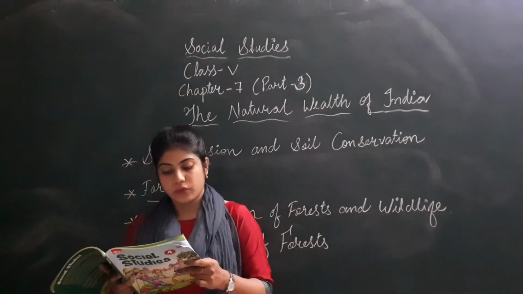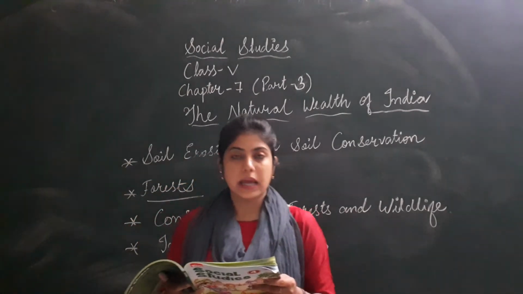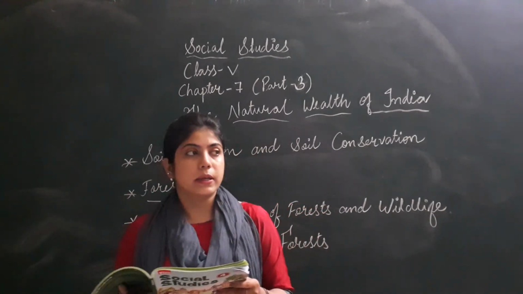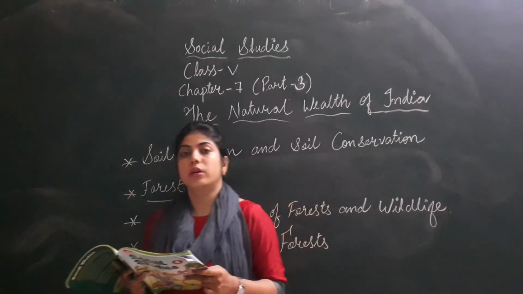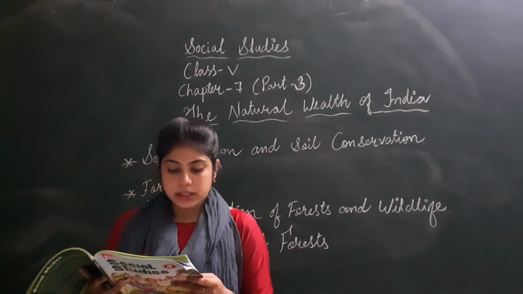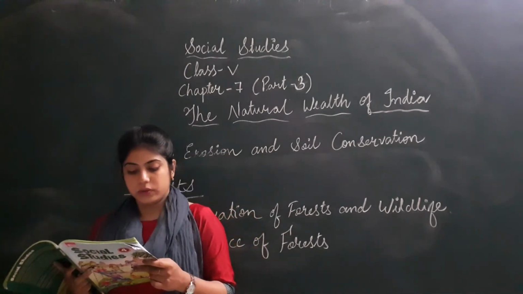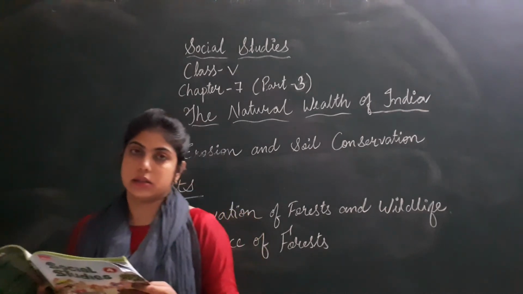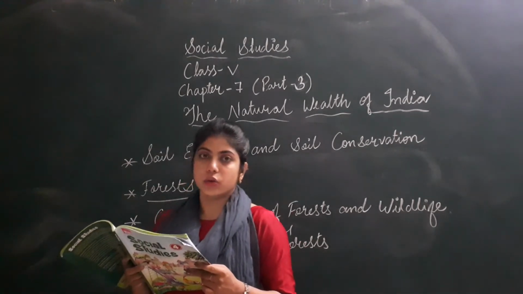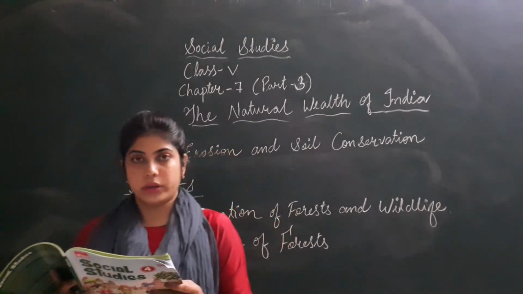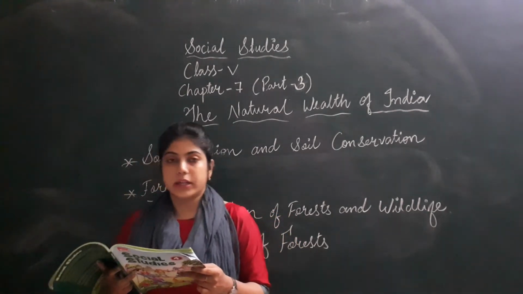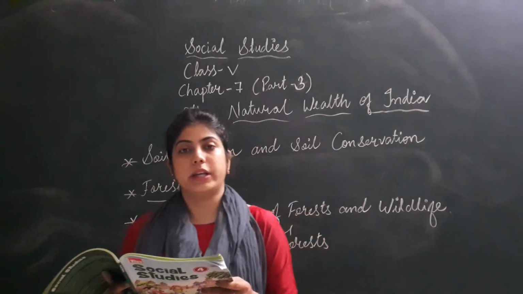The third point is forests cause rainfall and keep the climate cool. The rainfall is due to the forest, and the weather is also dependent upon the forest. The next point is they provide shelter to wildlife and fodder for animals. As you have learned, forest provides shelter for animals and birds. Where do animals and birds live? They live in forests. So there is a requirement to protect the forest. Forests are a protection to wildlife.